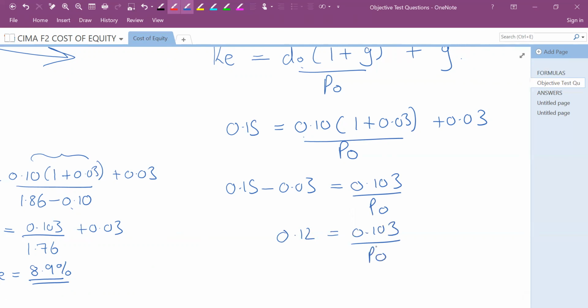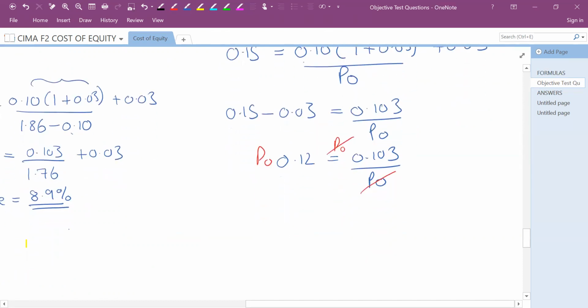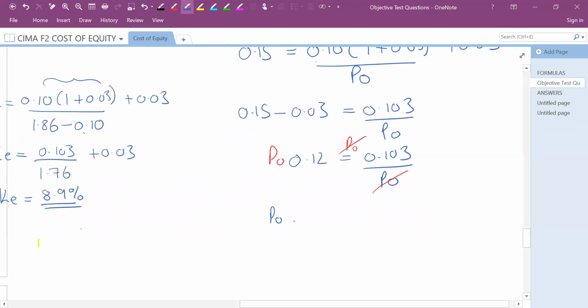And what we typically do then is multiply both sides by P0, and we end up with P0 times 0.12 equals 0.103. And we can divide both sides now by 0.12. So 0.12 divided into the 0.103. What does that give us? 0.103 divided by 0.12 gives us, in my calculator anyway, 0.8583. So to the nearest cent, that's looking like 86 cents.